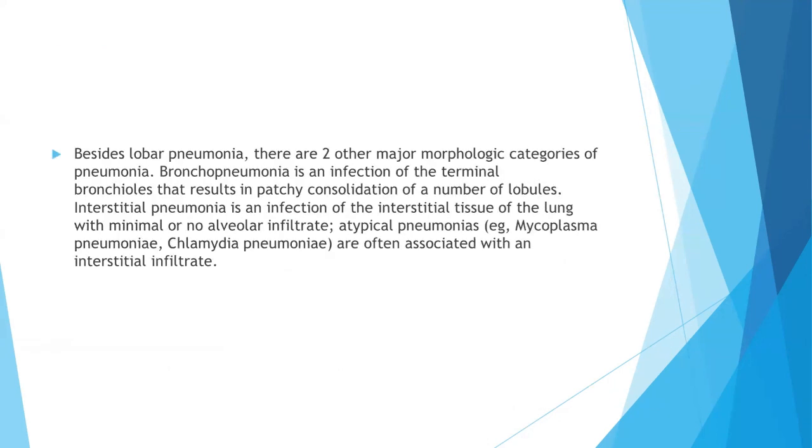Now, besides the lobar pneumonia, there are two other major morphological categories of pneumonia. Bronchopneumonia is an infection of the terminal bronchioles that results in patchy consolidation of a number of lobules. Interstitial pneumonia is an infection of the interstitial tissue of the lung with minimal or no alveolar infiltrate. Atypical pneumonias are often associated with an interstitial infiltrate.